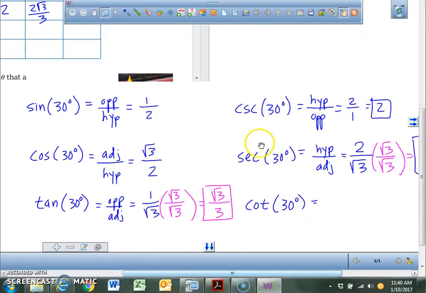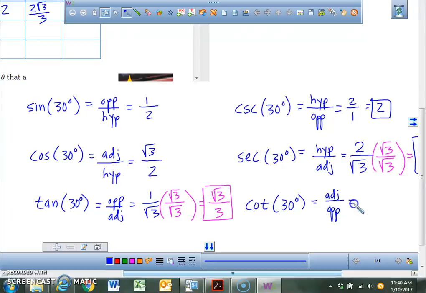And then we have cotangent. The cotangent is the adjacent side over the opposite side. Now, this is where students kind of do too much work. They put 3 over, and they shouldn't do that. Actually, they should just take the 1 over the radical 3 and put radical 3 over here. Very good. Thank you.